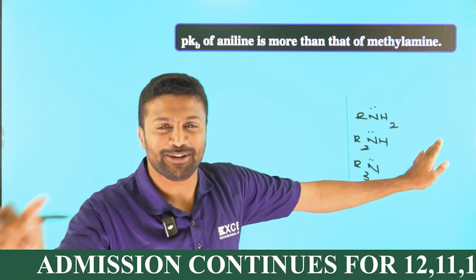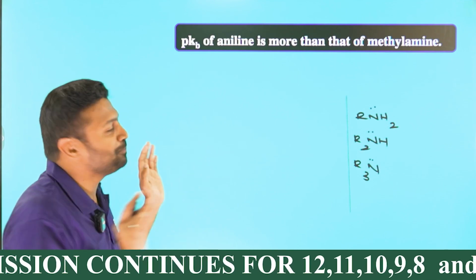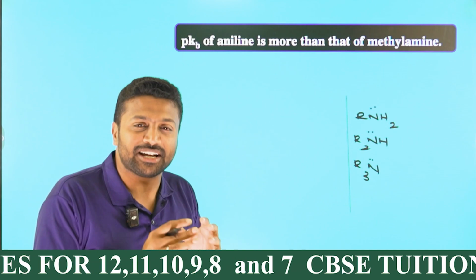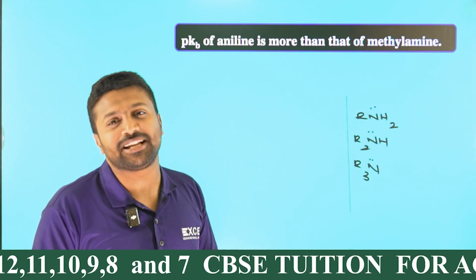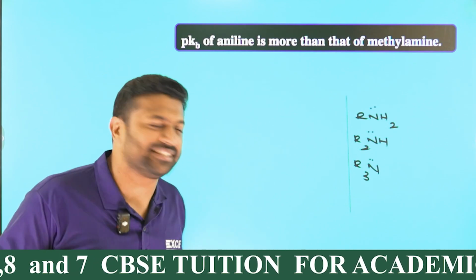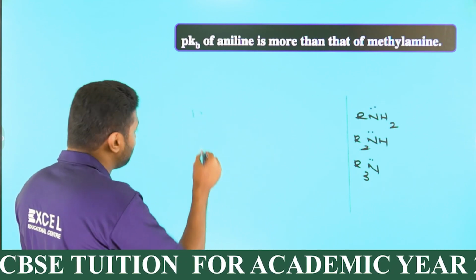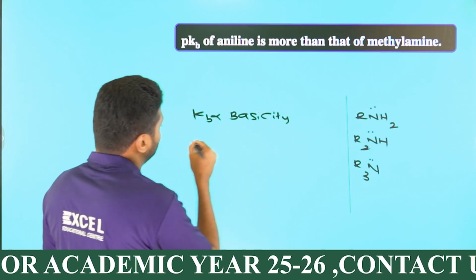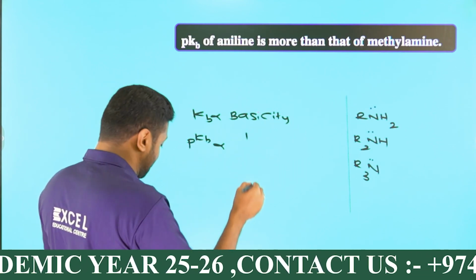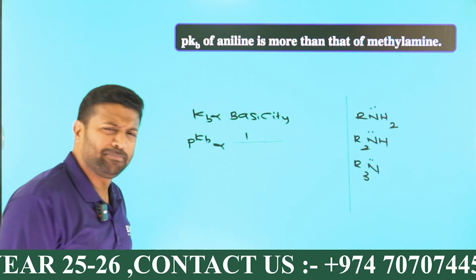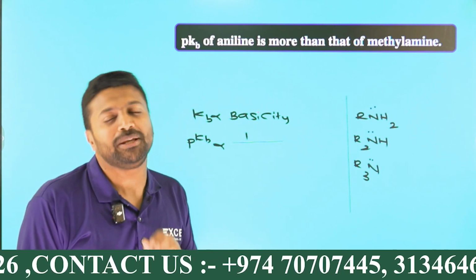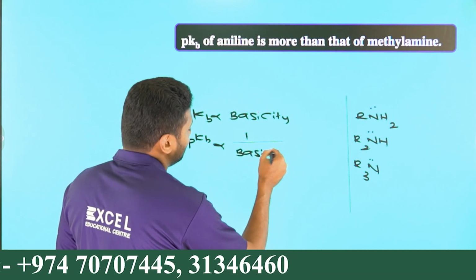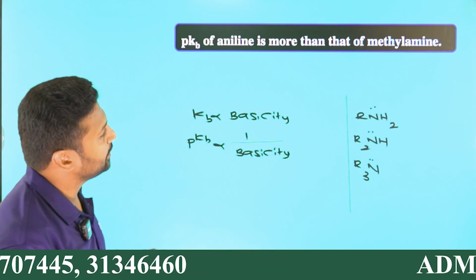So if any question related to Kb or pKb comes, the thing that should come to your mind is basicity. And I know that Kb value will be directly proportional to basicity, whereas pKb value will be inversely proportional to basicity.